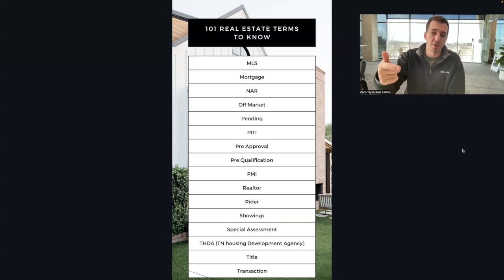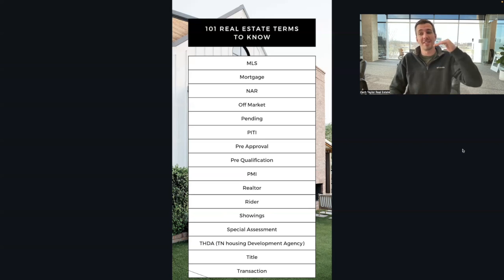Pre-approval. So I put these two together, pre-approval and pre-qualification. Let me start first with pre-qualification. That's that entry level. That means a buyer called into a lender. They said, hey, I make $100,000 a year. Do I qualify for this house? The lender will say, yes, based on that much money. Here's a pre-qualification letter based on what you told me.